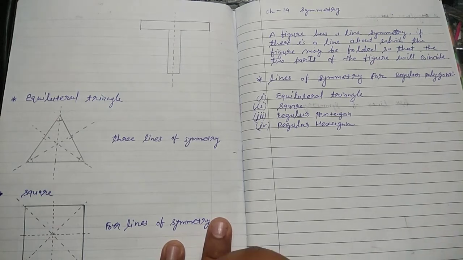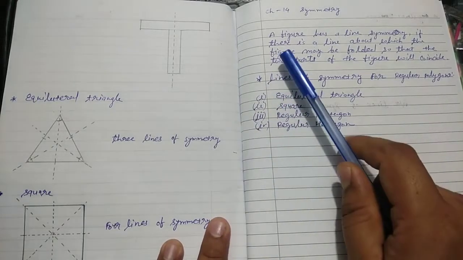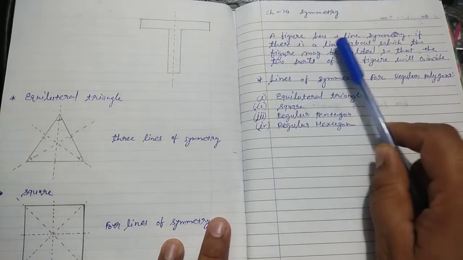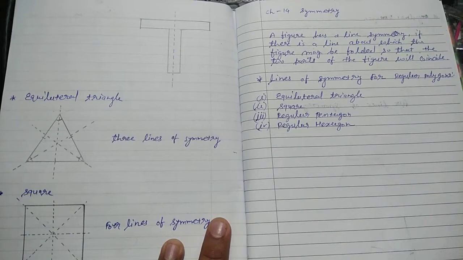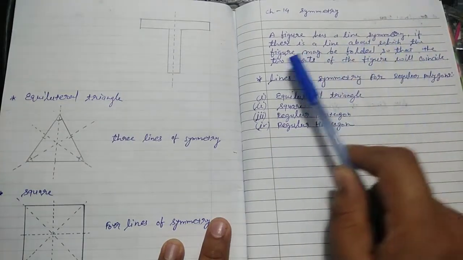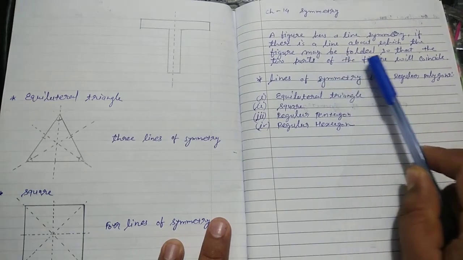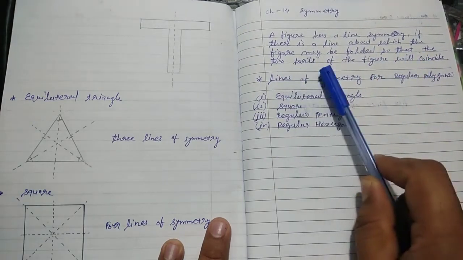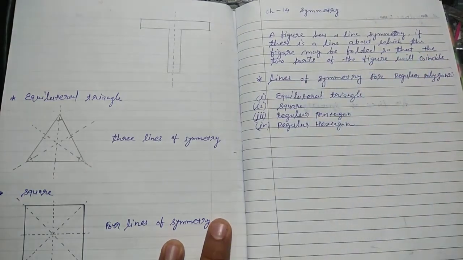So what is symmetry? Mathematically, we can define it as: a figure has a line symmetry if there is a line about which the figure may be folded so that the two parts of the figure will coincide.